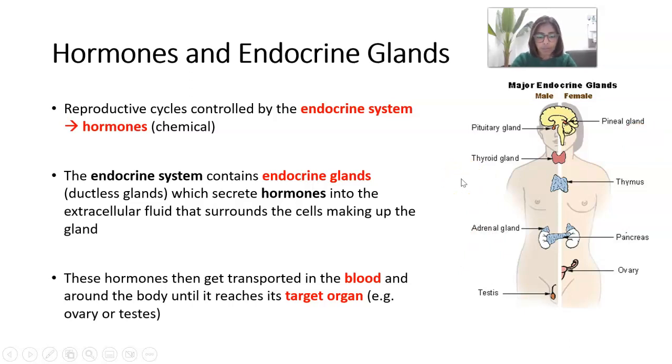Hormones are chemical messengers that travel in the bloodstream from the endocrine gland until they reach their target organ or cell, where they'll diffuse and enact a response there. So, for example, hormones produced in the pituitary gland will travel down to the ovaries, where they'll enact a response on that tissue.